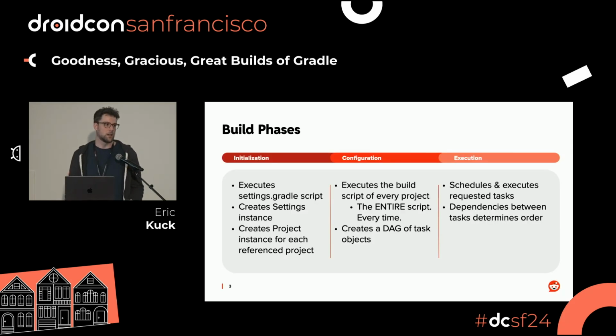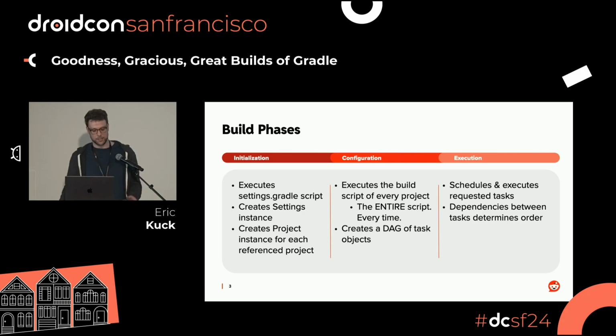So first of all, a Gradle build has 3 build phases. There's initialization, configuration, and execution. The initialization phase is responsible for executing your settings.gradle script. It will create settings instances, and it will create project instances for every project that you have referenced, for every module you've referenced. Then it moves on to configuration once that's done.